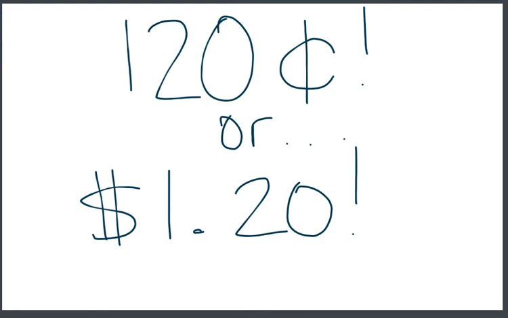So if every child, all 24 children, had 5 cents, that means we would count by fives. 24 times 5: 5, 10, 15, 20, 25, 30, 35, 40, 45, 50, 55, 60, 65, 70, 75, 80, 85, 90, 95, 100, 105, 110, 115, 120.